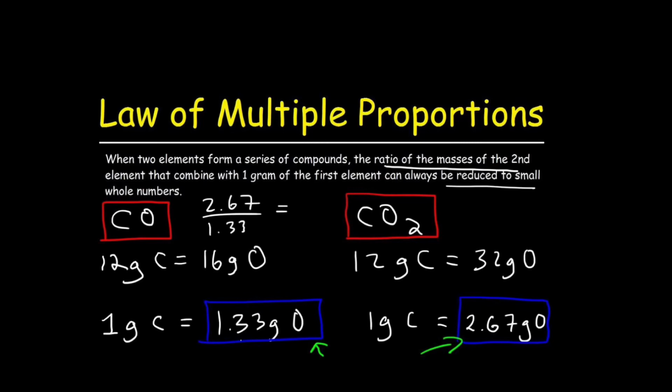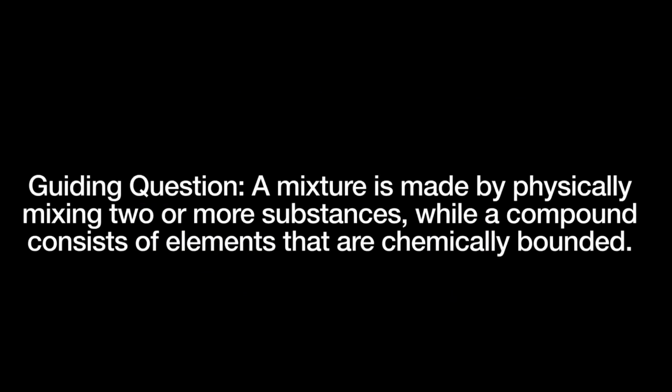Now, we can answer the guiding question and say a mixture is made by physically mixing two or more substances, while a compound consists of elements that are chemically bonded together.